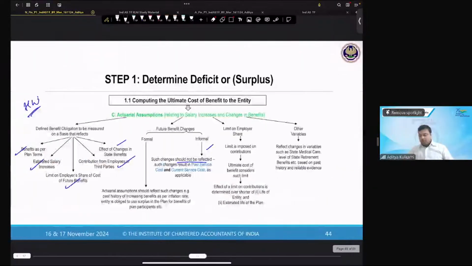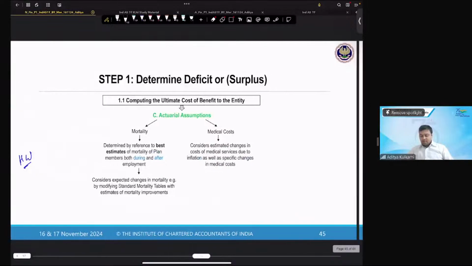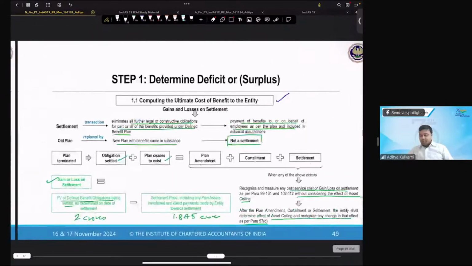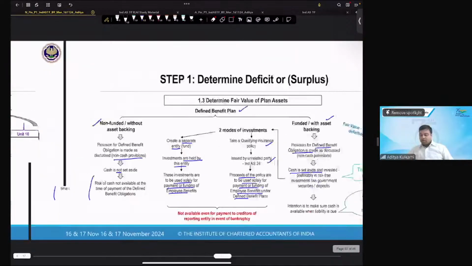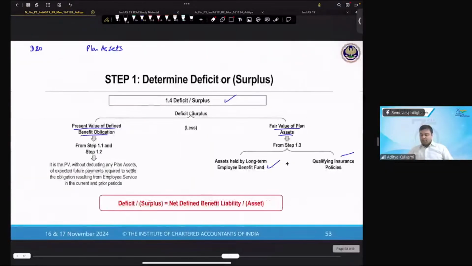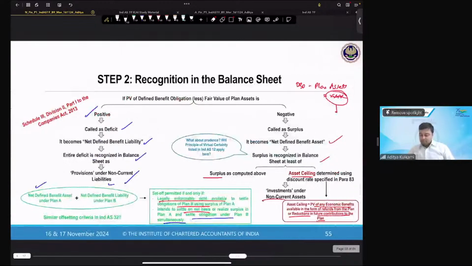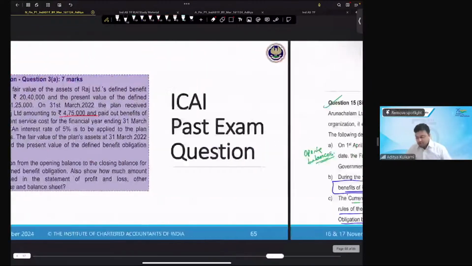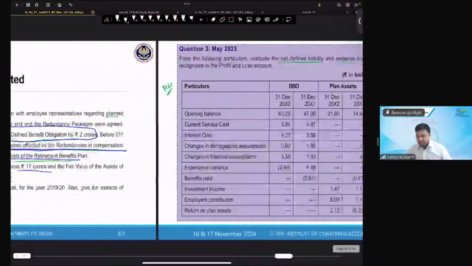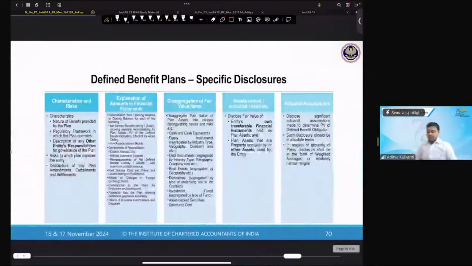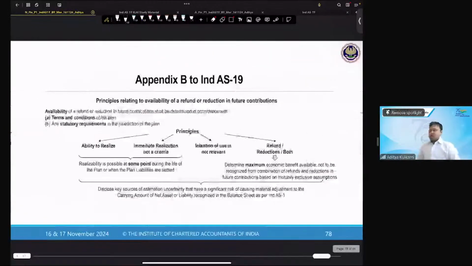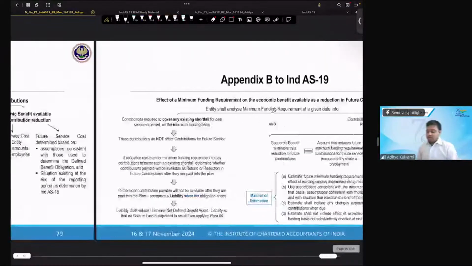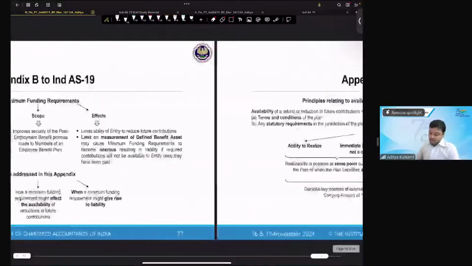Ultimate cost I have explained. This one also, okay, more or less it's all done. So that's it from my side. Almost all are done. A few disclosures, a few appendices, and then we are sorted out. Anybody has any doubts so far?